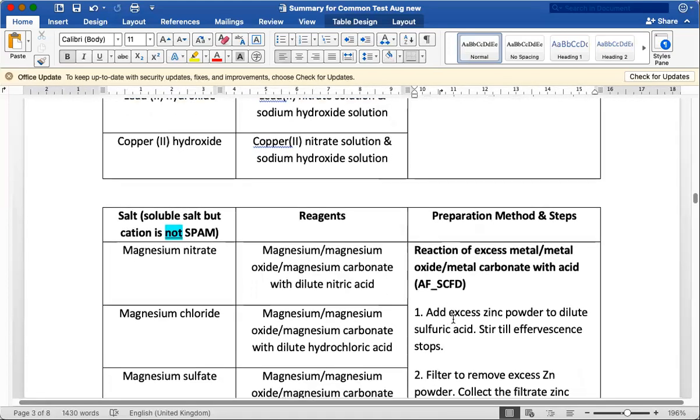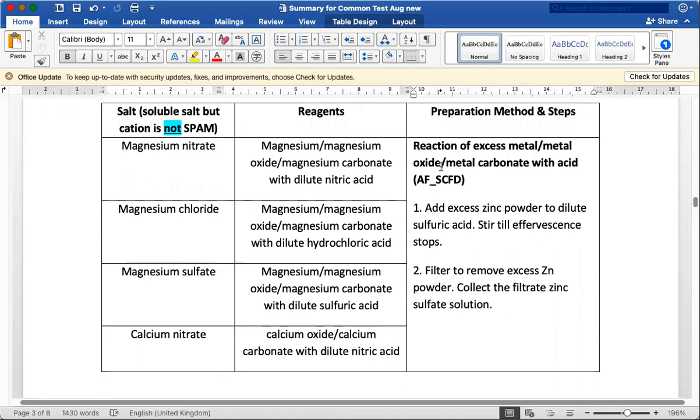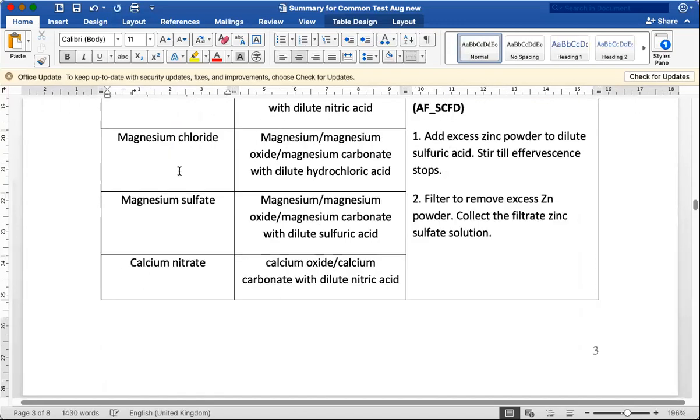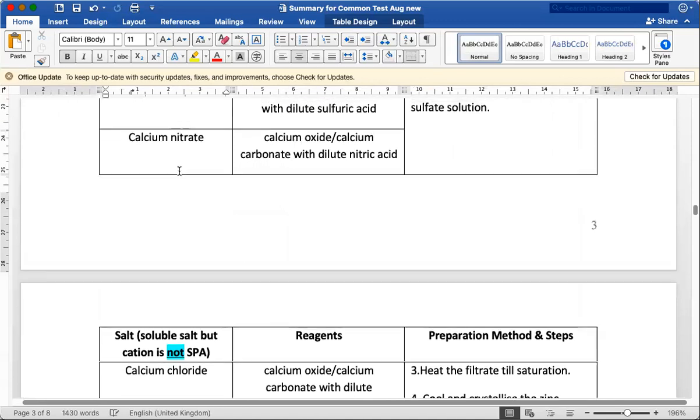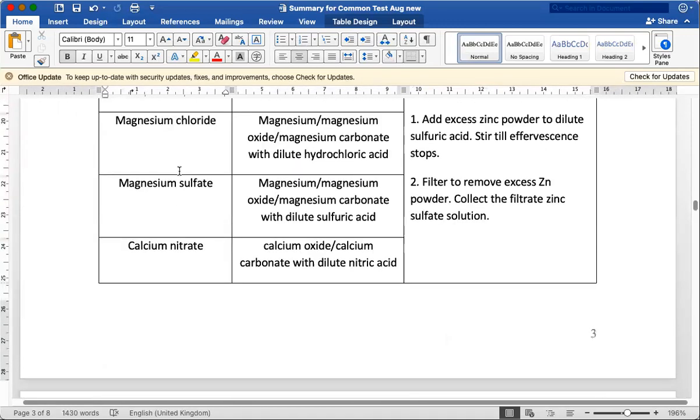The last method is the reaction of excess metal, oxide or carbonate with acid. With this method, it's just called the reaction of excess metal, carbonate or oxide, whatever you choose, with acid. Okay. Now, for the salt, they are actually soluble in water, but the salt is not a group 1 or ammonium salt. It's not SPA. So for this type of salt, you have to use this method.